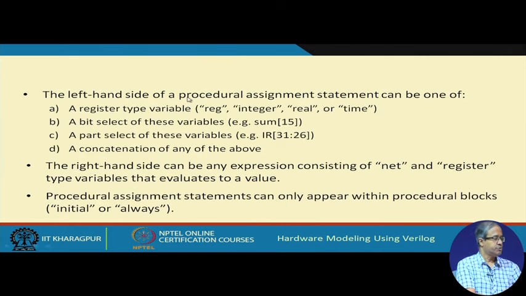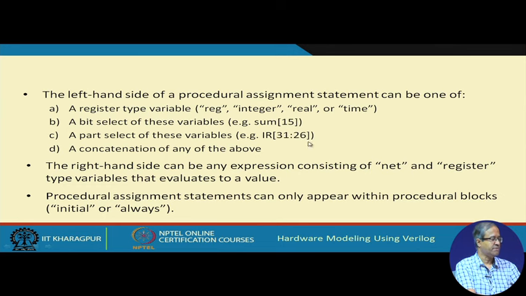Fine. So, the rules for procedural assignment statements are as follows. I already talked about the variable on the left hand side, which should be one of reg, integer, real or time. This is of course a constraint. Not only this, on the left hand side we can also have a bit select of one of the variables of this type, like we can write sum[15] equal to something. This is one particular bit of data of this type. Or you can also select a part by specifying the index values, like IR bit numbers 26 to 31 equal to something.